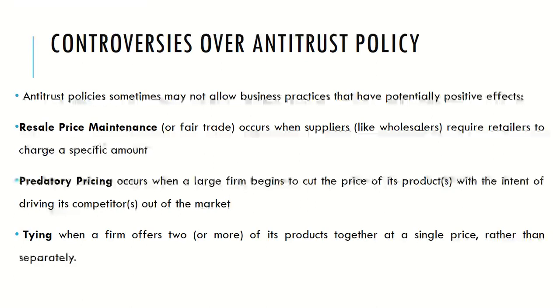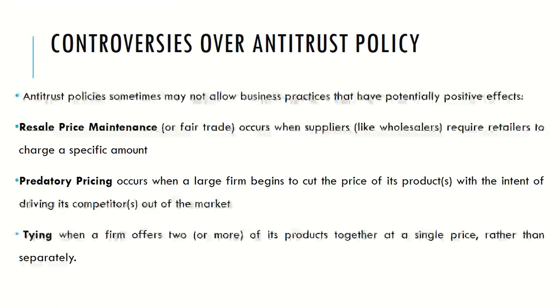Just for instance, if Samsung sells products like mobile phones and LCDs to the retailers, they sell their products at a certain price. Suppose Samsung sells LCDs to retailers at a price of 100,000 rupees and asks the retailer to sell these LCDs at 120,000 rupees in the market. So that is known as resale price maintenance. At times, antitrust laws discourage these kinds of situations.